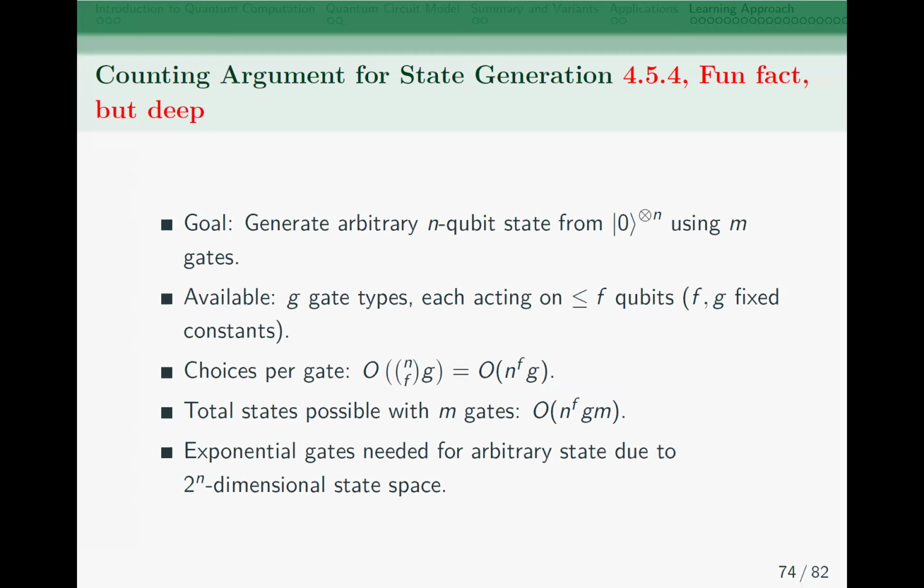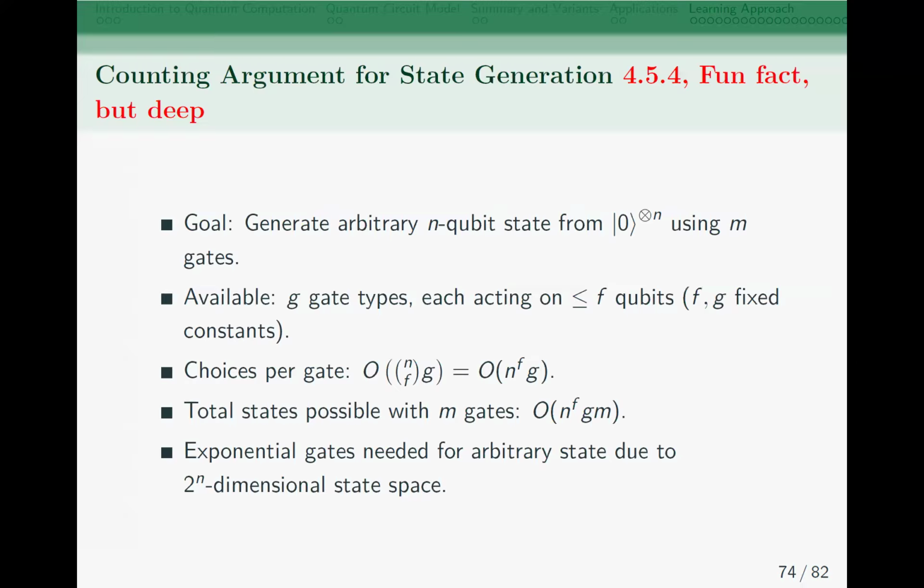The idea is similar. You ask how many quantum states are in the 2 to the n times 2 to the n Hilbert space? The answer is infinite, right? But we can constrain this space.